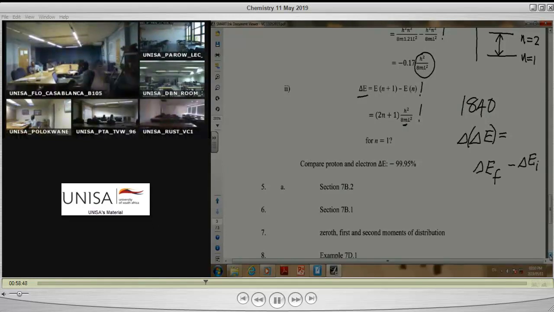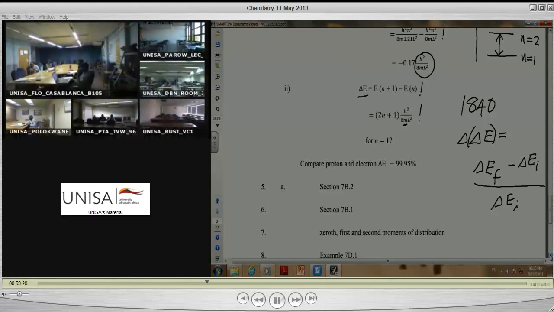Divided by delta E initial. So if we start with m equals 1, we just write m there, and this is what we have. Okay?